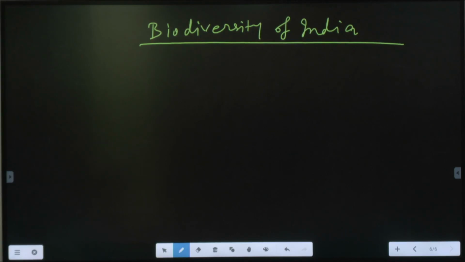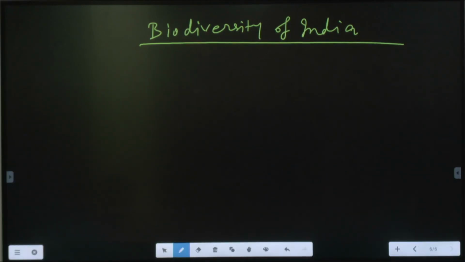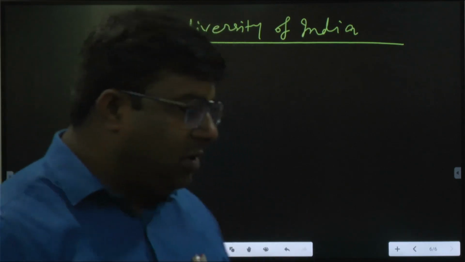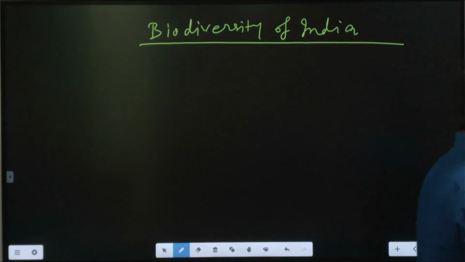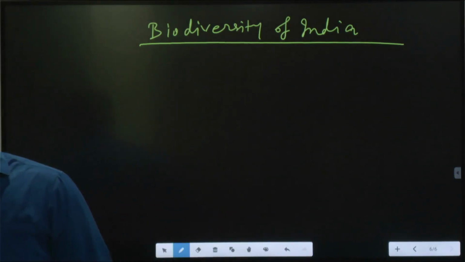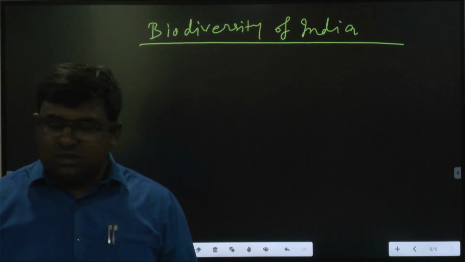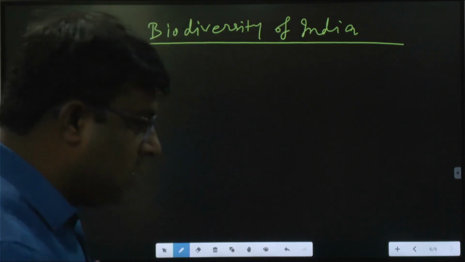Also, the high level of biodiversity of India is evident from the fact that India is a mega diverse country and also has 4 biodiversity hotspots.